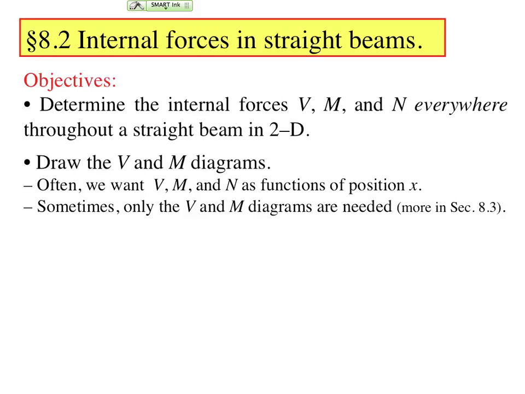In section 8.1, one of our examples, example 2, involved straight and semicircular beams, and we found expressions for N, V, and M as continuous functions of position along the beam, in terms of x for the straight section or theta for the curved section. We'll now focus exclusively on straight beams and also focus exclusively on the equilibrium approach.